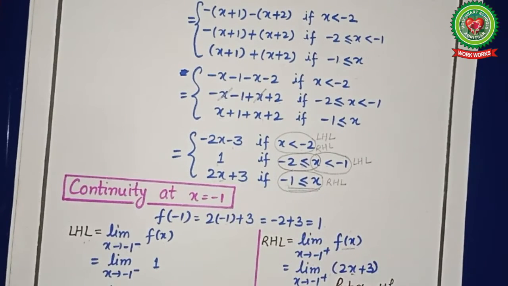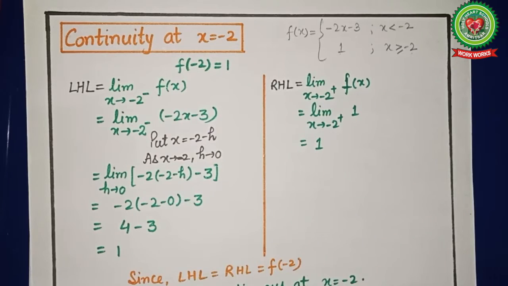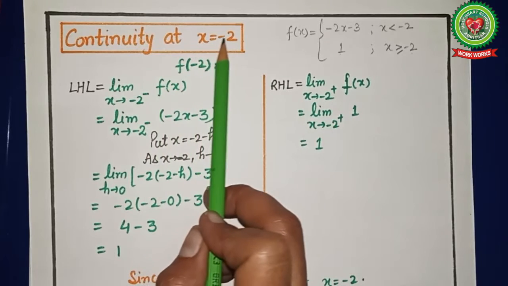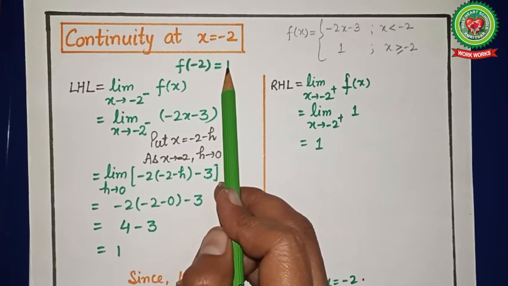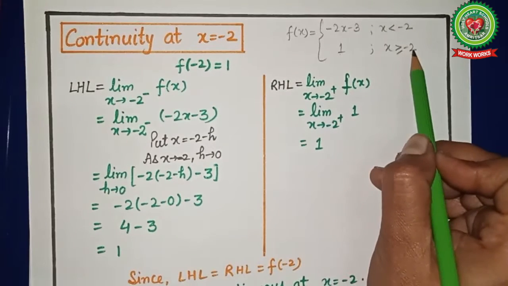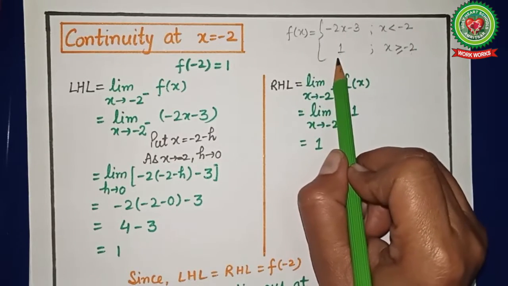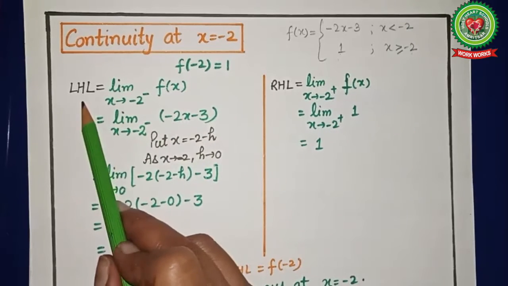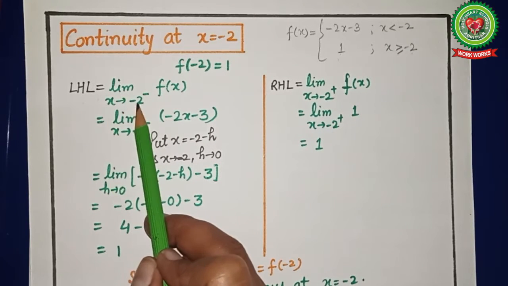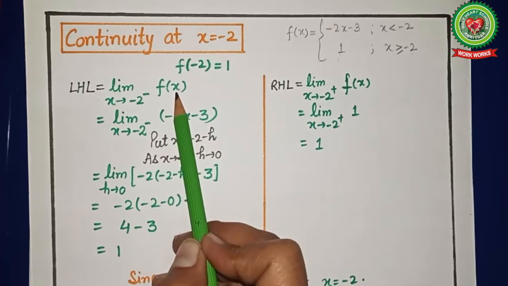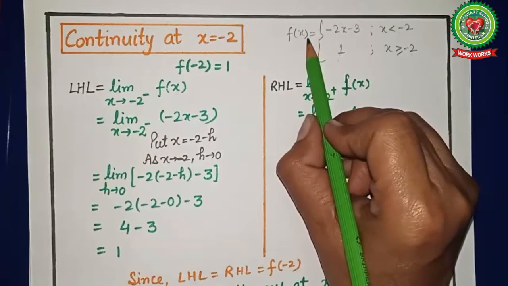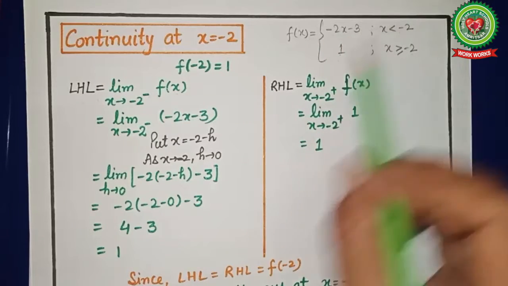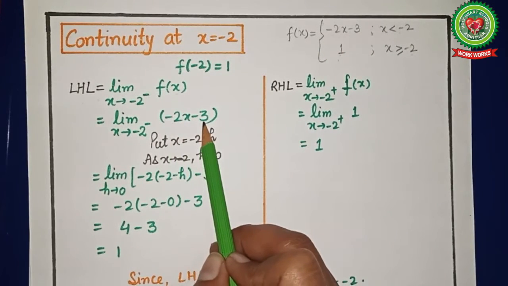Now the same way we will discuss the continuity at x equal to minus 2. So f of minus 2 is equal to 1, because for x equal to minus 2, the value of the function is 1. Now left hand limit. Limit x approaches minus 2 negative of f(x). Now when the value of x is less than minus 2, the value of the function is minus 2x minus 3. So here minus 2x minus 3.